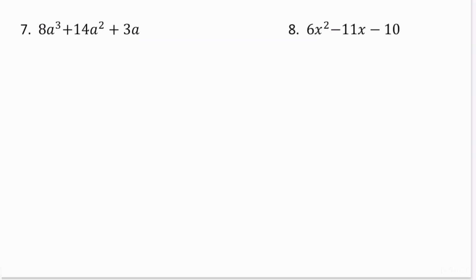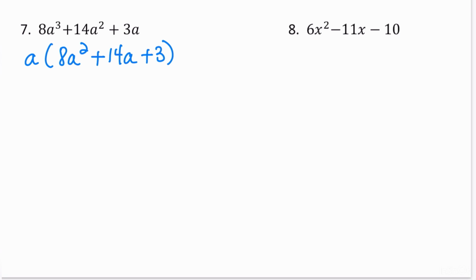In question number 7, when I ask you if there is a GCF, finally we get a problem where the answer is yes, we do have a GCF. Here, all terms have an a. So I'm going to first start by factoring out the a, and I'm going to be left with 8a squared plus 14a plus 3. So now the a is going to hang out there for a while, okay, until we end up bringing it down with our final answer. We are going to focus on the trinomial that's inside of the parentheses.